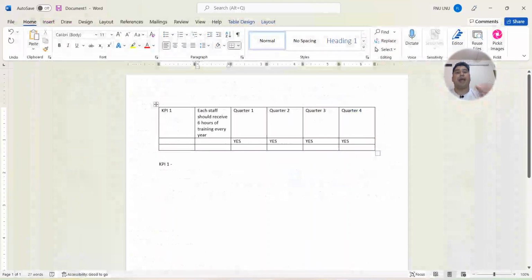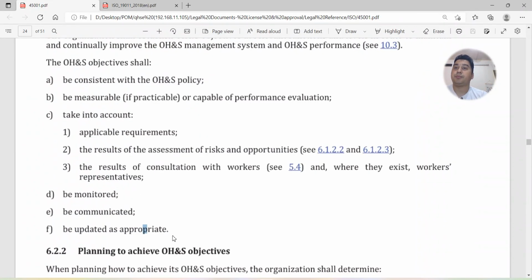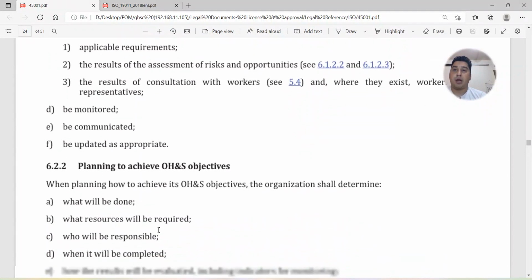It should not happen that every year you are making the same type of KPI. Once you achieve the KPI, if there is any risk or hazard, that hazard and risk you can also make as objectives and targets to work on. So that can be your KPI also. So I hope it's clear how you're going to set your objectives and targets.